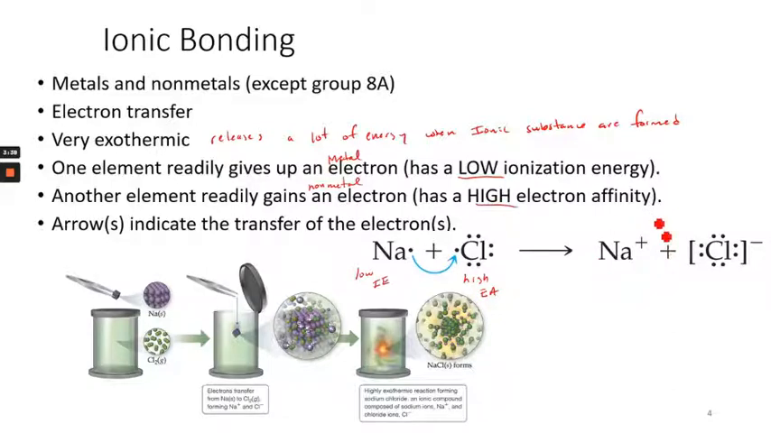And then you're going to form your cation and your anion. Notice your cation has no dots around it because now you got rid of the valence electrons, but chlorine has 7 dots. You put brackets around it and then the charge. Okay? When sodium chloride is made, it is highly exothermic.